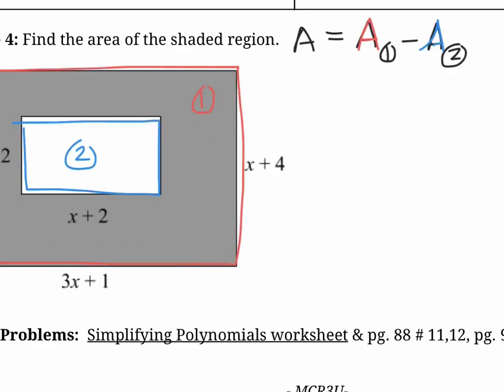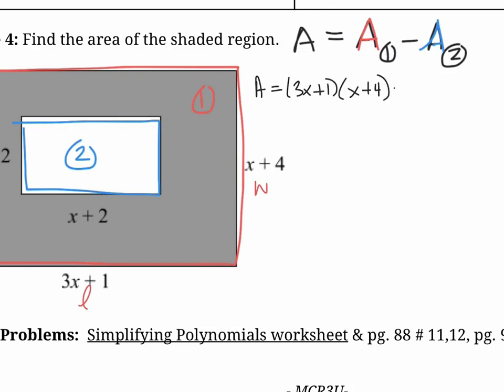So let's find the area of the shaded region now. Now that we have our idea that we're going to take the big area, subtract the smaller area, let's come up with equations of these things. So our area is going to be equal to our area 1, and we know the area of a rectangle is length times width. So instead of length, we have 3x plus 1. Instead of width, we have x plus 4. So our first area is going to be 3x plus 1 times x plus 4.